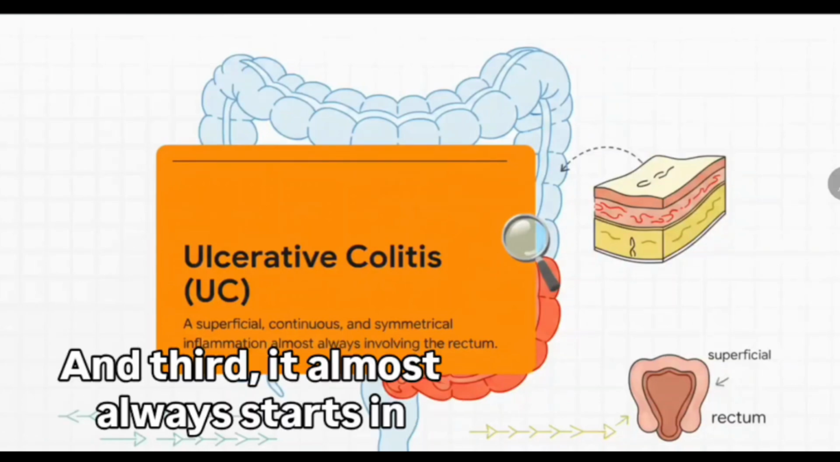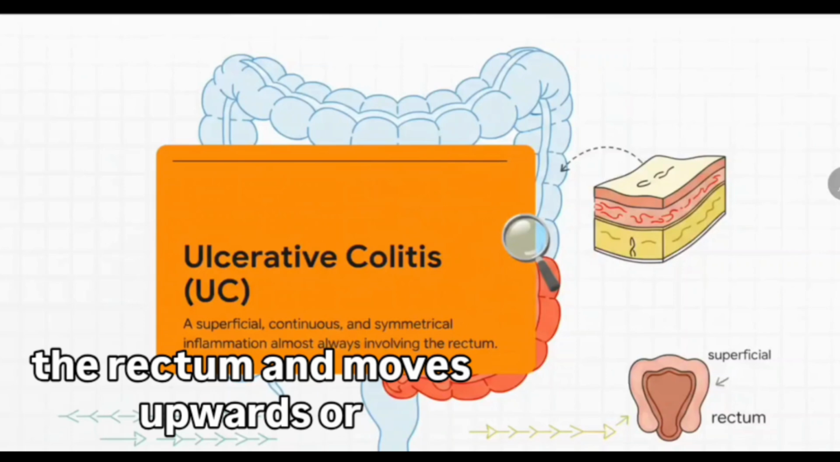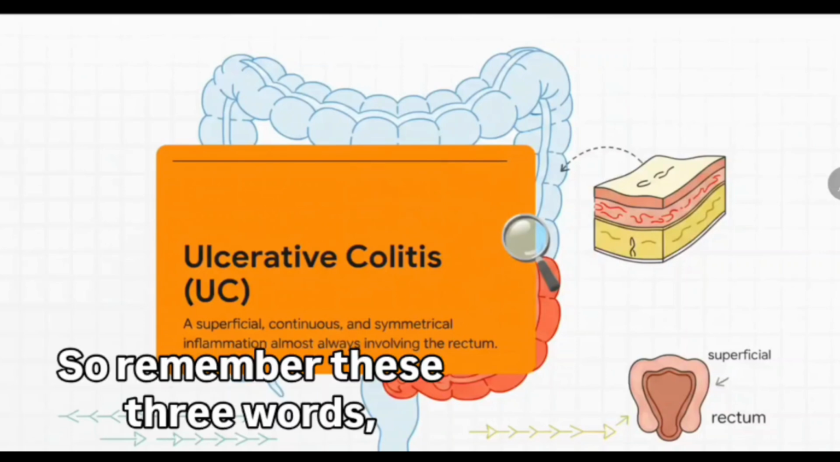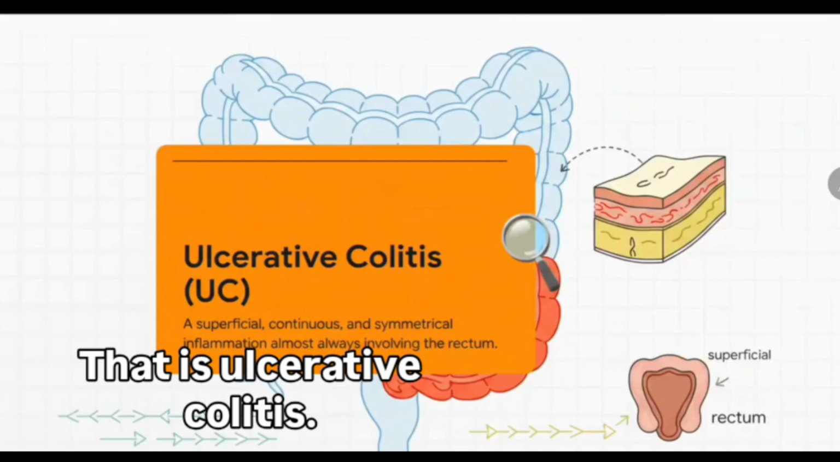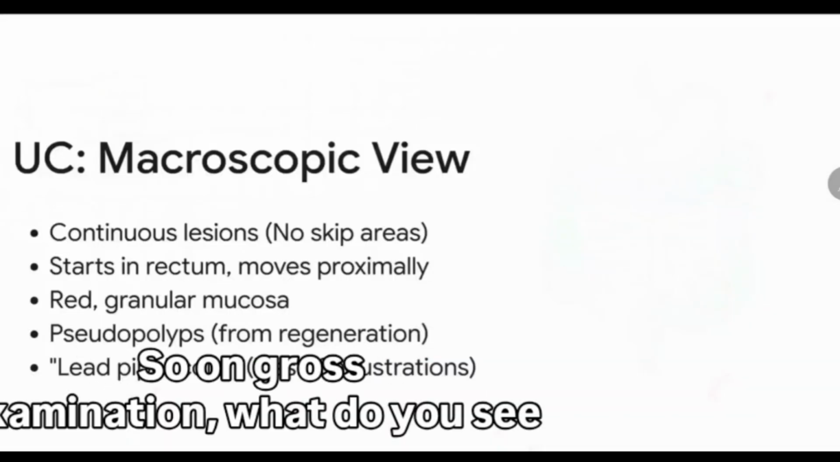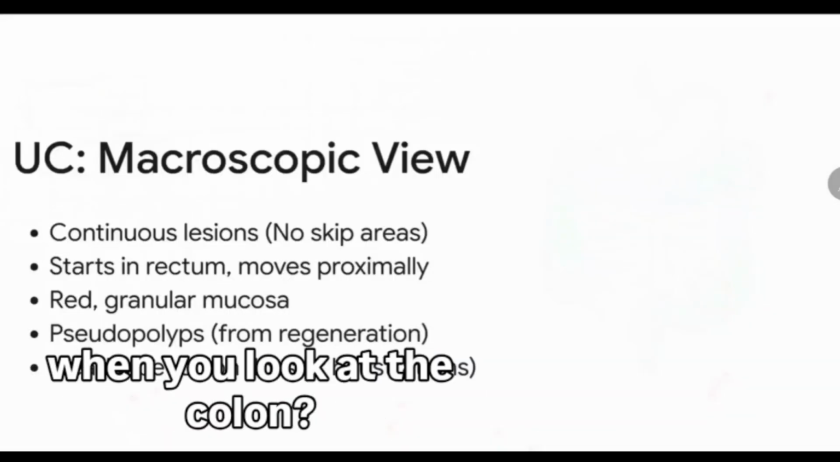And third, it almost always starts in the rectum and moves upwards or proximally. So remember these three words: superficial, continuous, rectum. That is ulcerative colitis. So on gross examination, what do you see when you look at the colon?